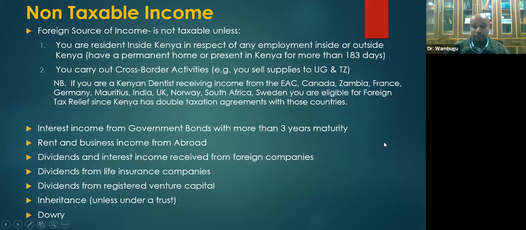Dividends from registered venture capitalists are also not taxable. And then, for those of you who are waiting to inherit something, it's not taxable. However, if you leave property for your children, and you leave it under a trust, and they get income every month from that trust, then your children will pay taxes. So I hope that is clear. And then also dowry is not taxable.